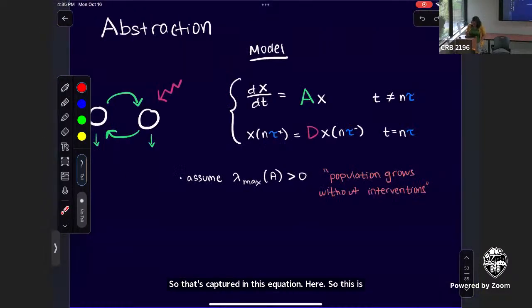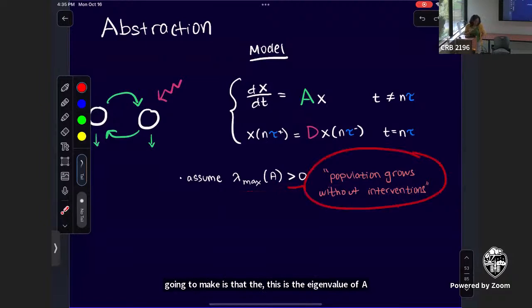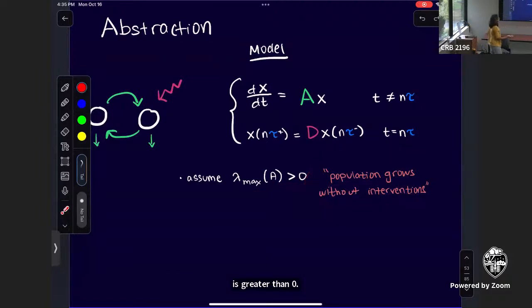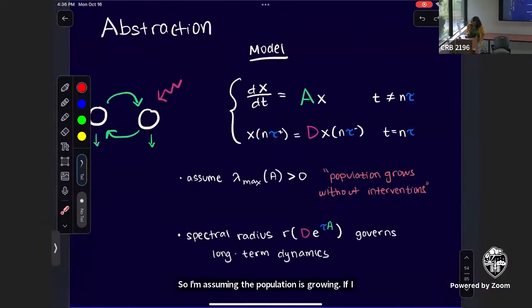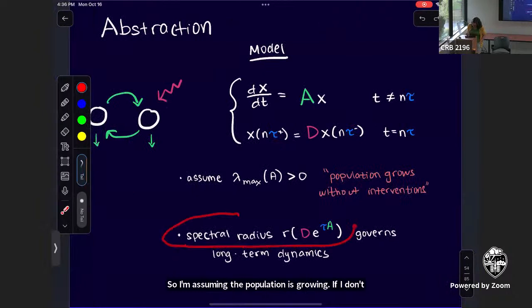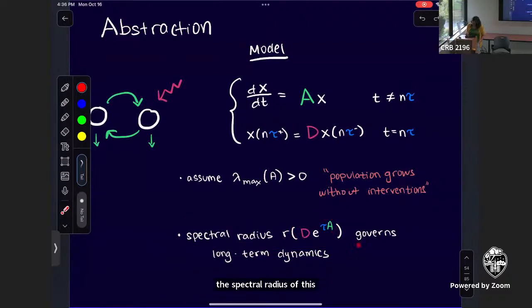And we can understand some fundamental qualitative behaviors of this model to tell us how often we should treat. So an assumption I'm going to make is that the eigenvalue of A is greater than 0. If you don't know what that means, you can just interpret it as the population is going to grow in the absence of these interventions. So I'm assuming the population is growing if I don't intervene. And then from this model, there's an object called the spectral radius of this resulting matrix. And what that does is it governs the long-term dynamics here.